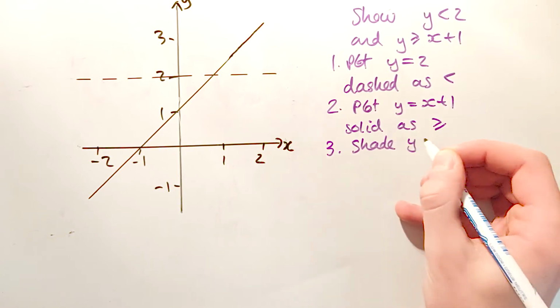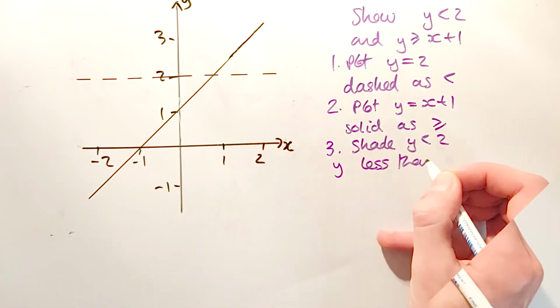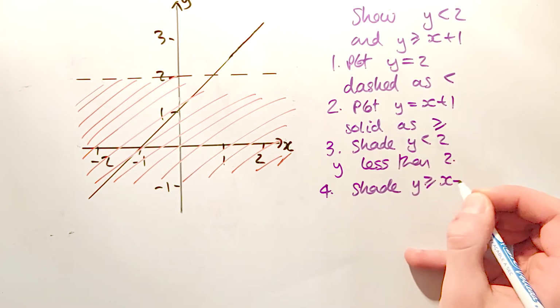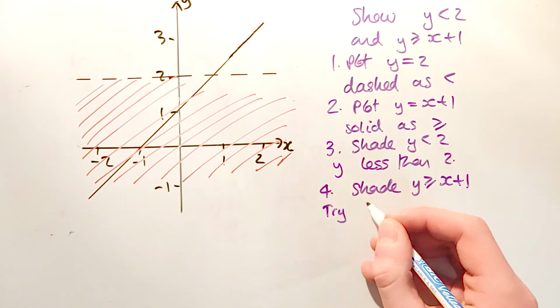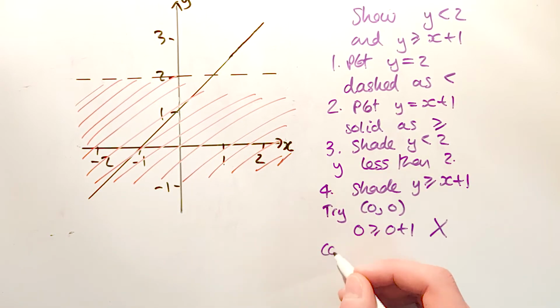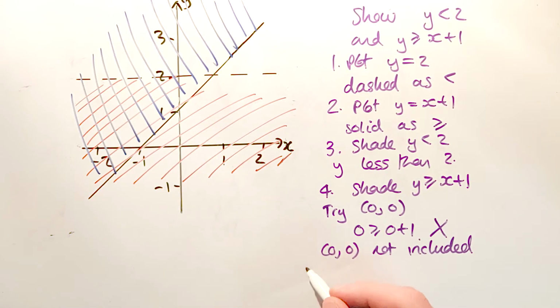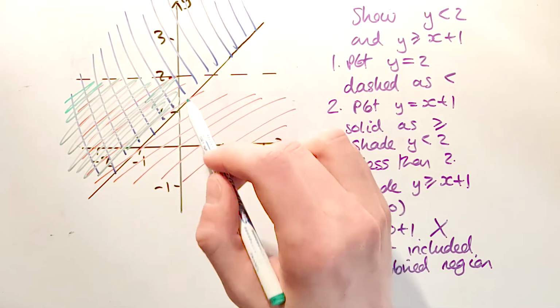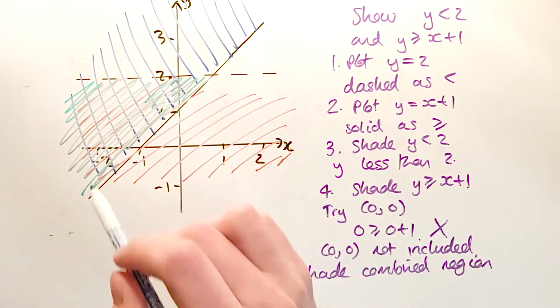Then, we have to shade the region where the inequality is true. For y is smaller than 2, this is the entire region under the line. And then, let's try the point 0, 0 to see if it's included in y is greater than or equal to x plus 1. We can see that it isn't, so we shade the other region. Let's then shade the combined region, as this is where both inequalities are true.